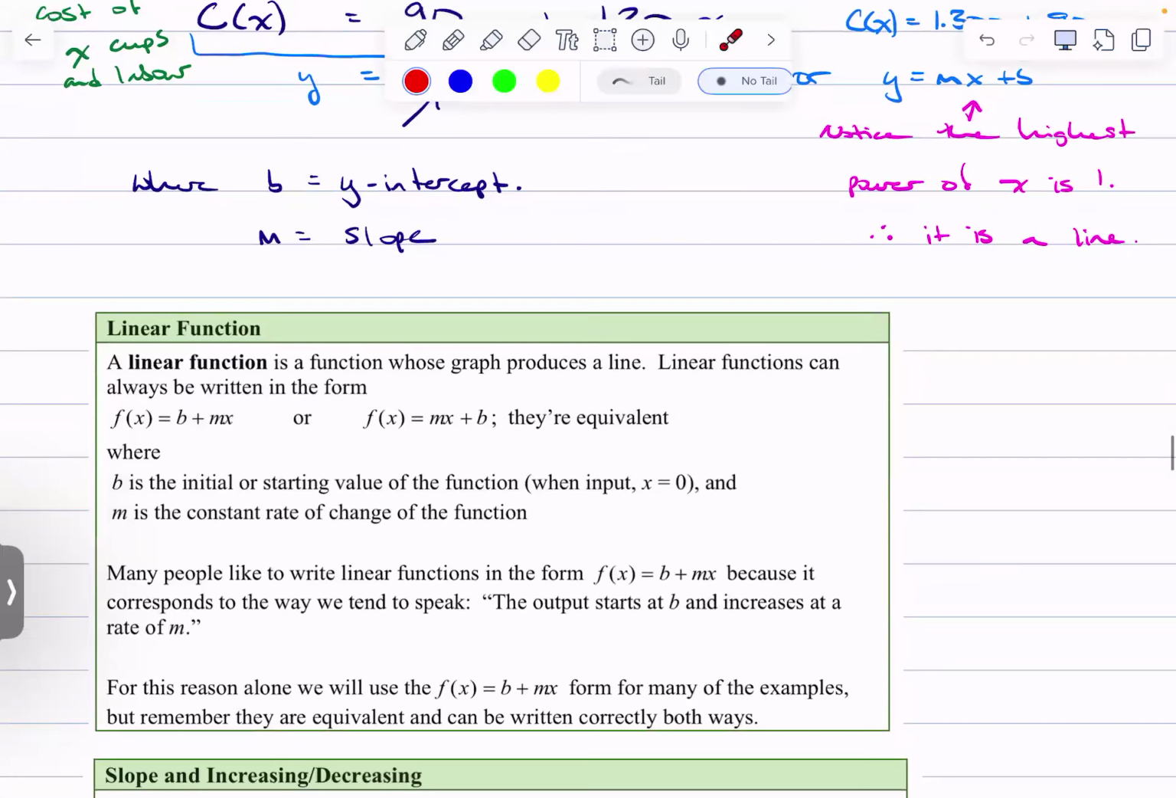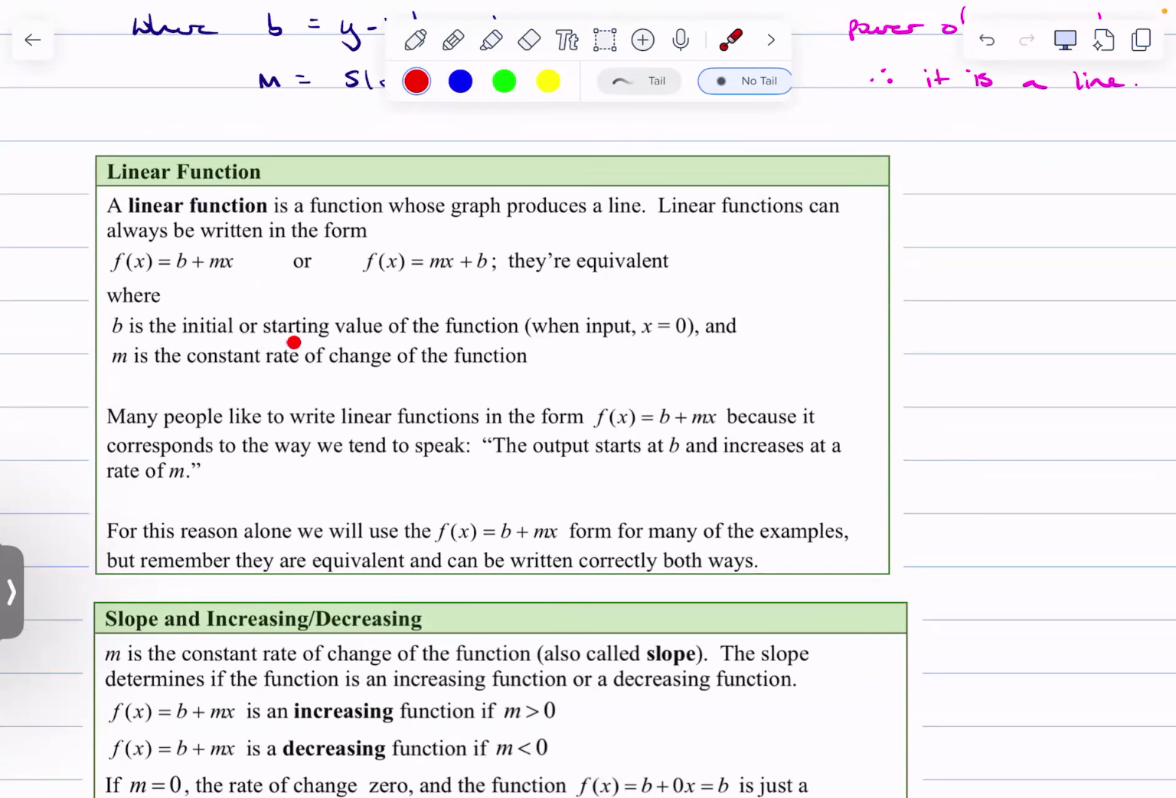Everything I just wrote is kind of summarized in this box, but they tend to be kind of boggy. So a linear function is a function whose graph produces a line, which means that we can always write them in this form, like I said, b plus mx or mx plus b, but usually in high school we use y equals mx plus b as our go-to line. B is the initial starting value of the function when the input x is 0. And m is the constant rate of change of the function, which is the slope.